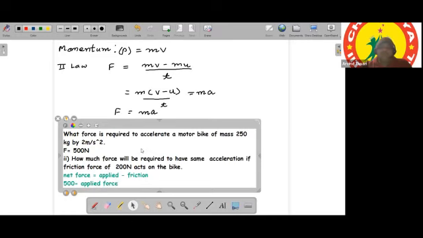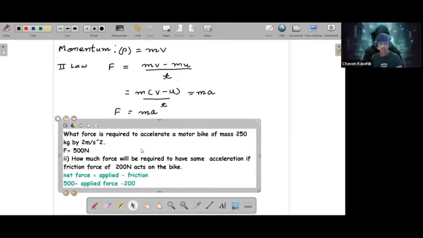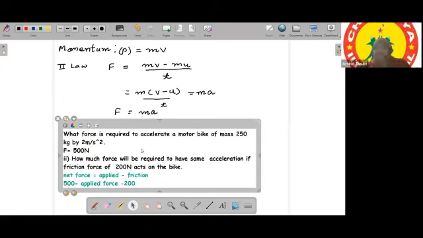So applied force minus 200, that's the friction. Can you tell what will be the value of the applied force then? 700. 700 Newton. The bike has to apply a force of 700 Newton to pull it with a net force of 500.